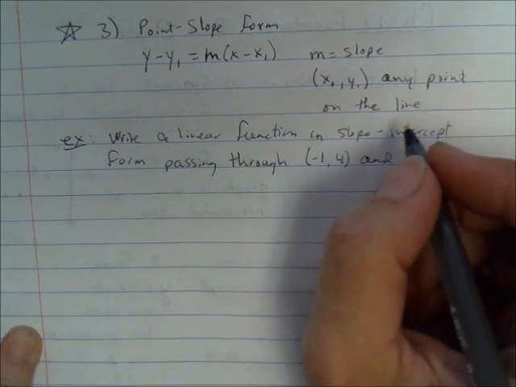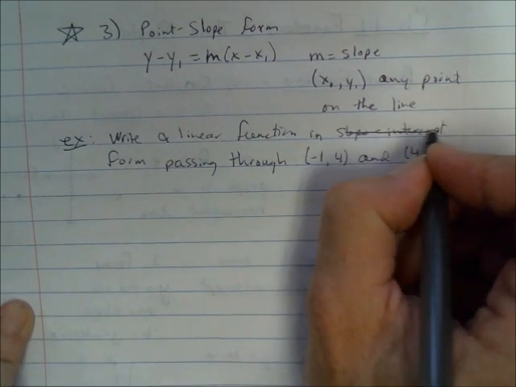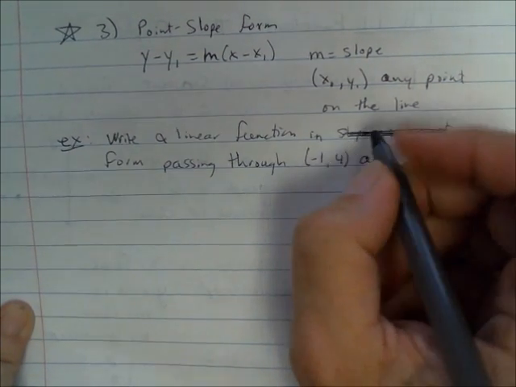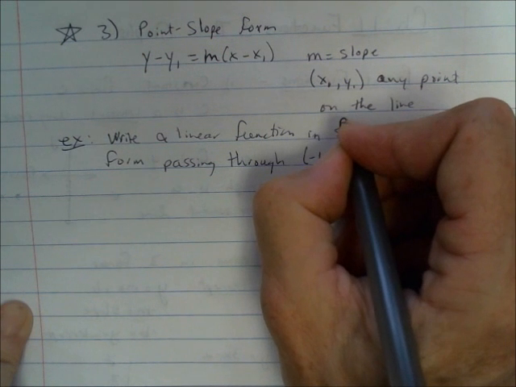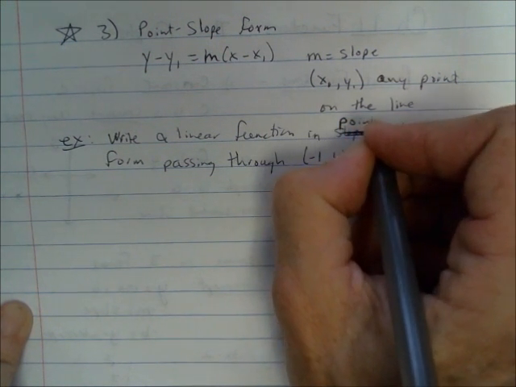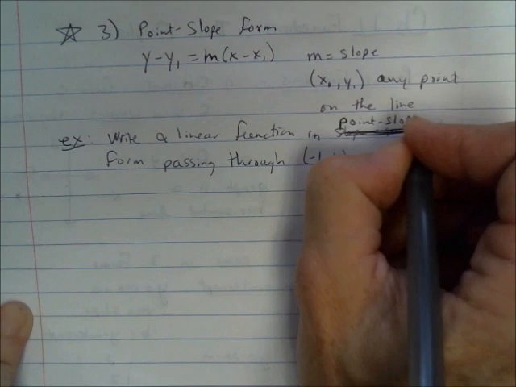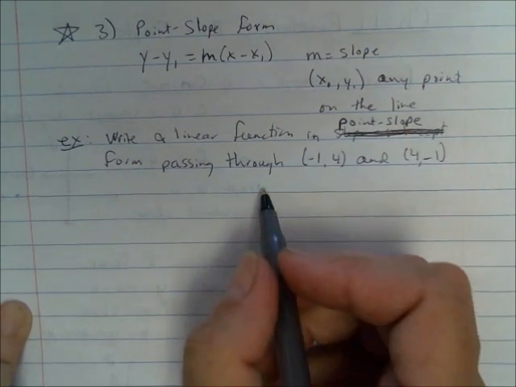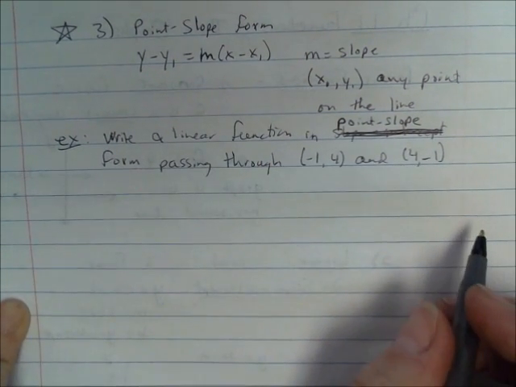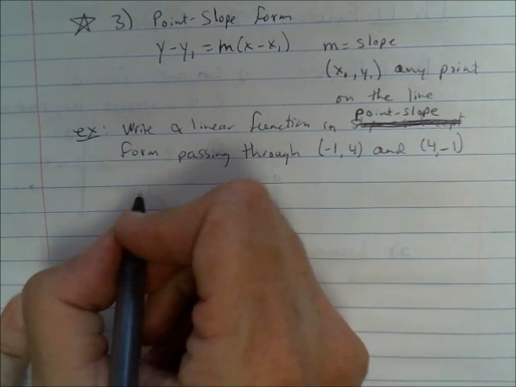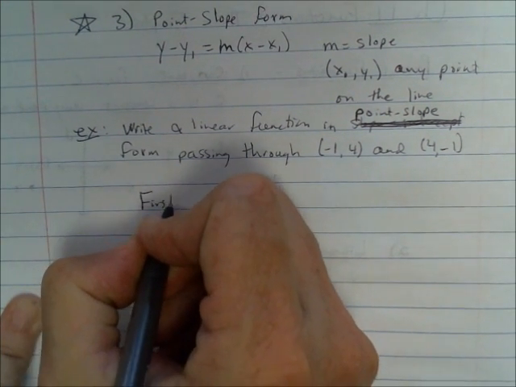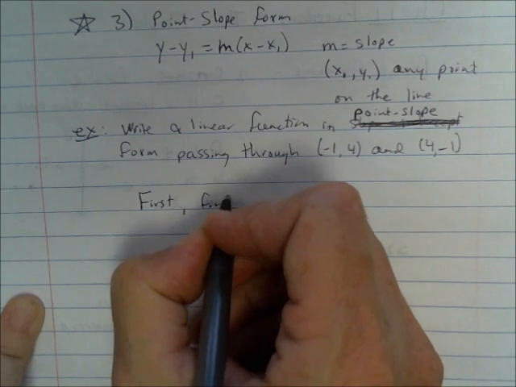No, we're not going to do slope-intercept form. We're going to do point-slope form. Sorry about this little mistake here. That's because we're talking about point-slope form. Let's do point-slope form. We've already done the other way. So point-slope form, passing through that. So first, you have to find the slope.